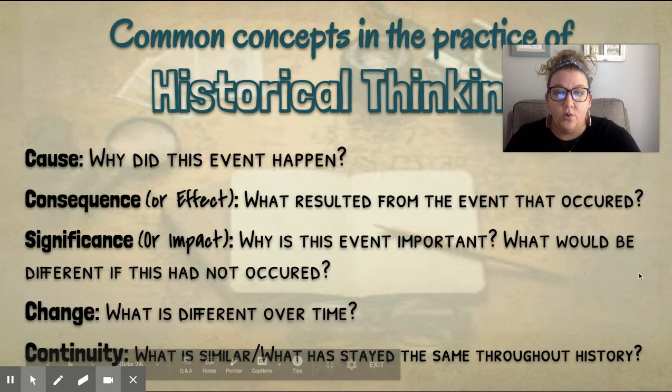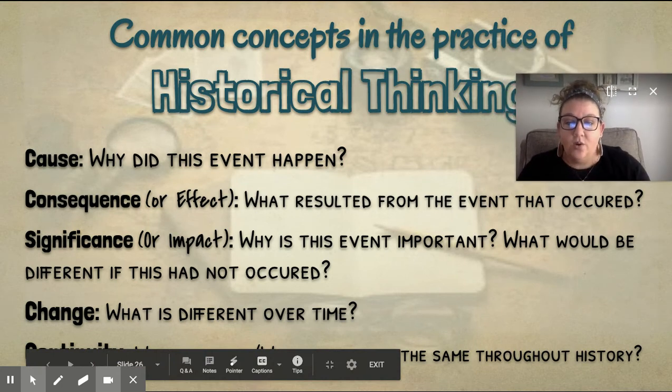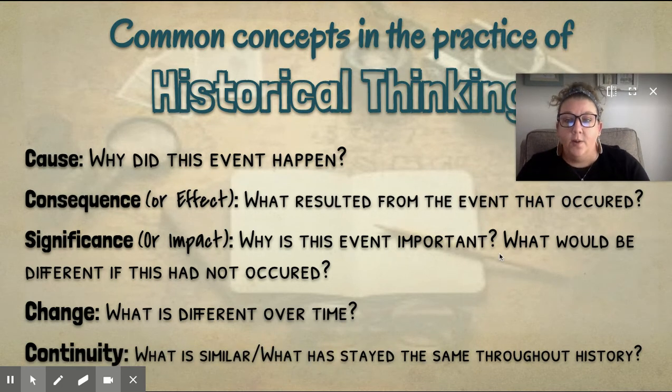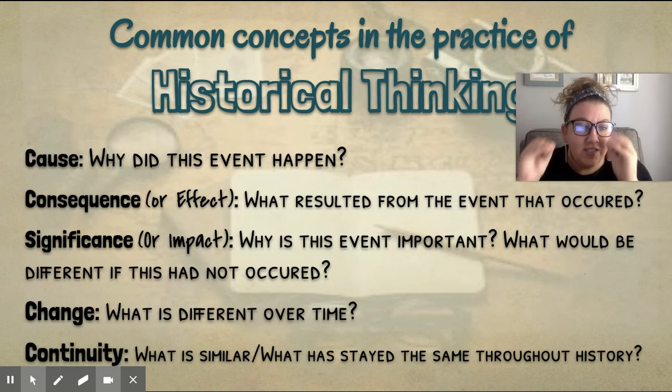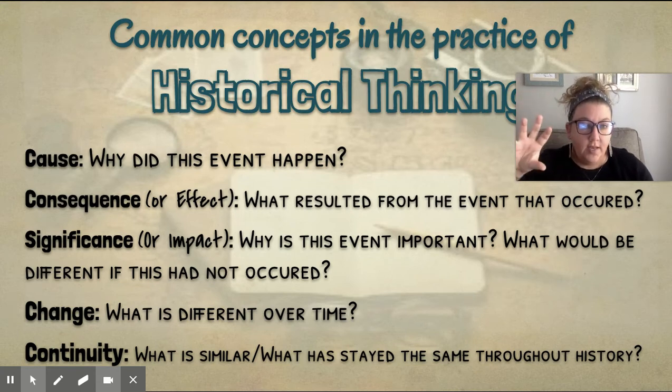All right, historic or common concepts in the practice of historical thinking. So cause and effect. Cause, what is cause? Cause is why something happened. A consequence or an effect is what resulted from the event that occurred. So oftentimes you'll look at, here was the cause, here was the effect.